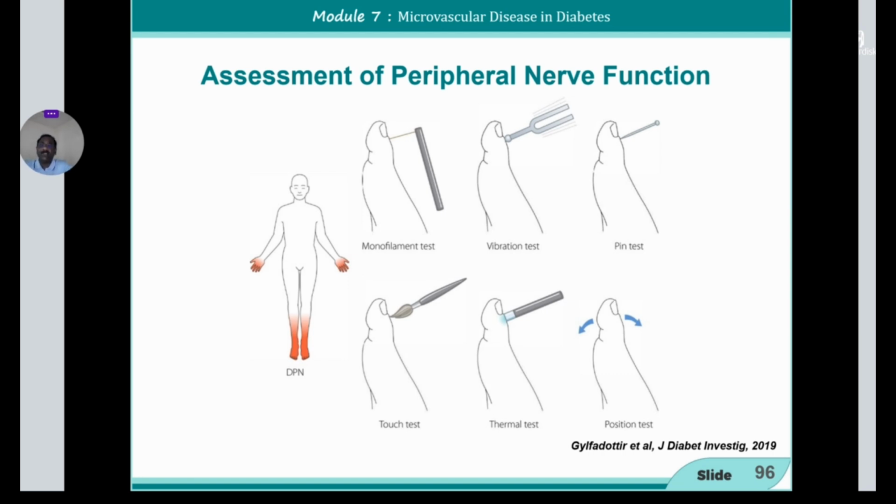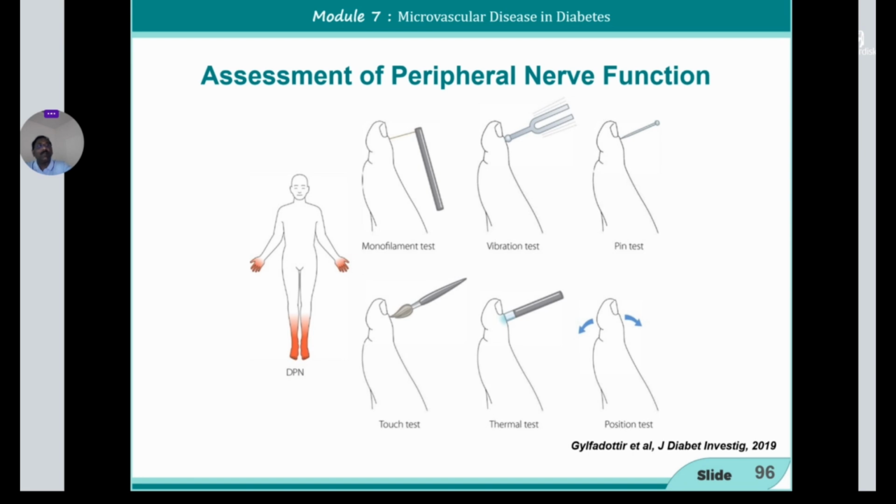Assessment of the peripheral nerve function. So, a simple, very good picture here. See the DP and how it acts, hands and gloves sensation. And then the monofilament, that is a 10 gram monofilament. And then the vibration sensation, that is with your tuning fork. Then the pinprick, that is the pain sensation. And then the touch sensation. Then the thermal test, that is your temperature. And then the position sense.